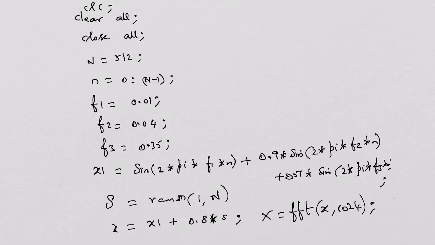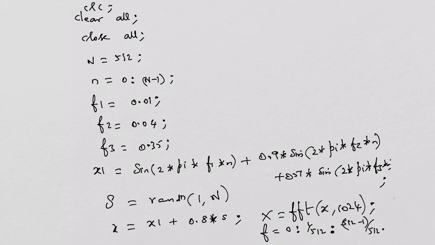How to define the frequency scale? F is equal to, starting from 0, 1 by 512, 2 by 512, 3 by 512, up to 512 minus 1 divided by 512. This is the size of our frequency scale. Okay, small n is defined, and f1, f2, f3 are defined. Three sinusoidal components are individually generated and added together to produce x1.